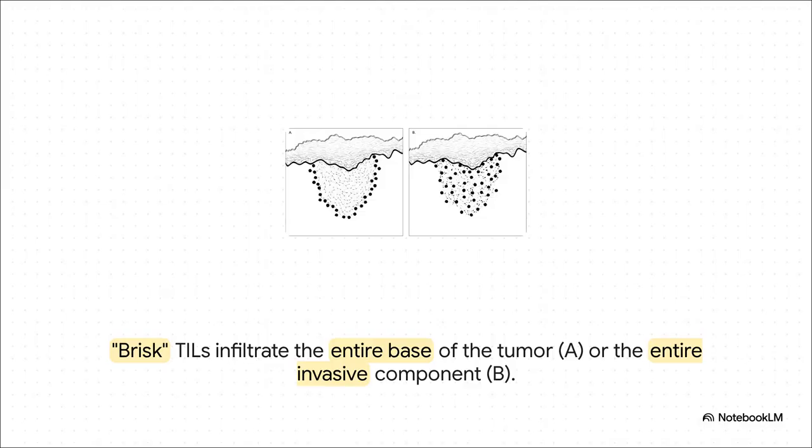So how do we talk about them? Well, the protocol says we can borrow from the melanoma world. You have non-brisk, where the lymphocytes are just kind of sprinkled around. But what you're seeing in these pictures is brisk. This is an intense, widespread immune response. In image A, they're all along the base of the tumor, and in B, they're mixed in everywhere. Reporting TILs as either absent, non-brisk, or brisk adds a whole other layer of context to your report.